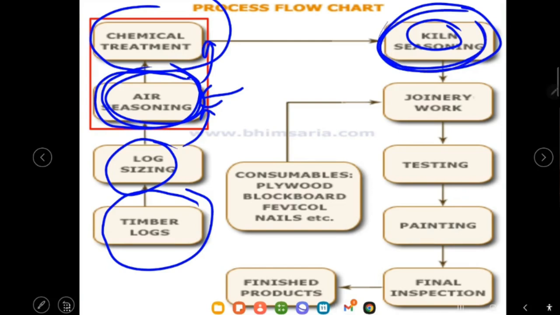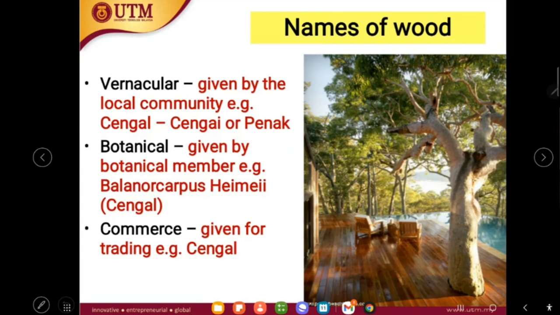And then we have joinery works, for example, in the process of making plywood, block board, fabricated nails, and so on and so forth. And then after that is the testing, painting, and final inspection. So we will talk about each one of these later on.